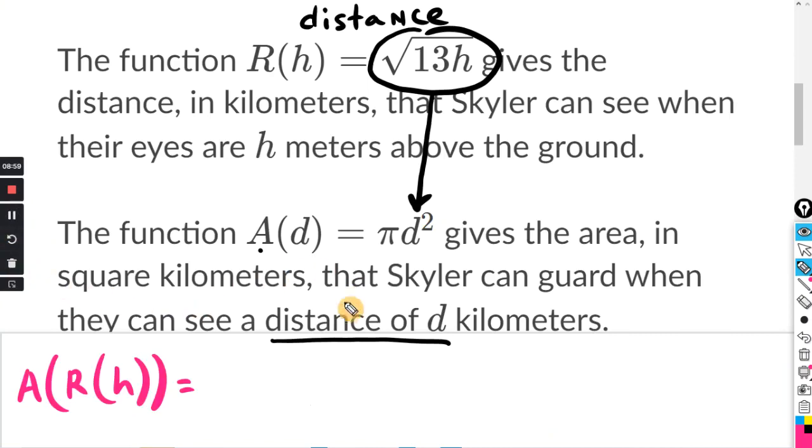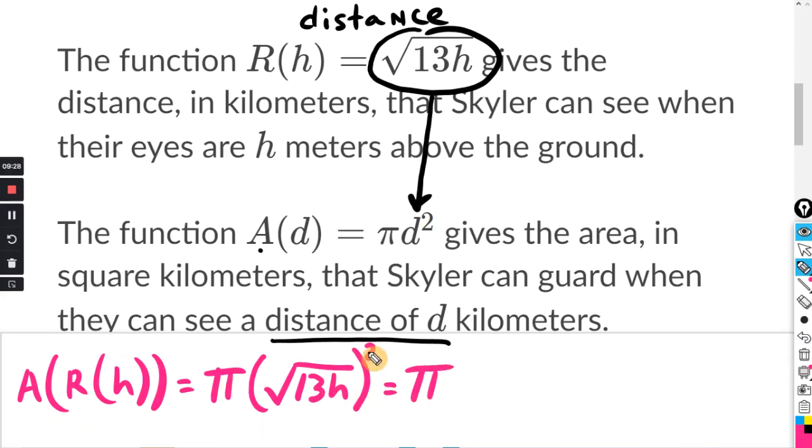Let me move this over so there's more room. So A of R of H is going to be pi times D squared, but we are plugging in radical 13H in place of D. So in place of D, radical 13H. And the D is squared, so radical 13H gets squared. We still have pi. And when you square something that's under the square root, you just remove the square root. So radical 13H squared is just going to be 13H.